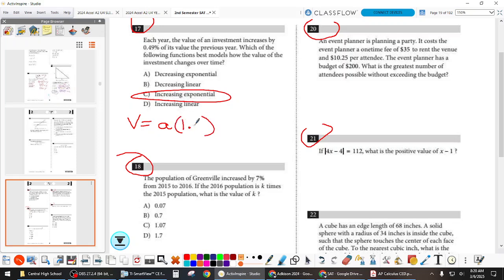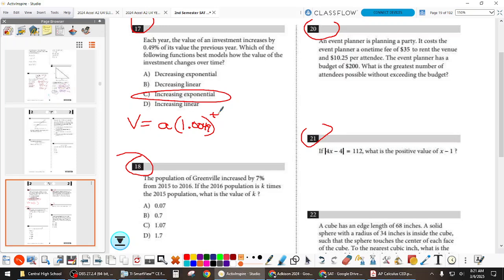This would be 1.49. No, 0.49%, so 1.0049 to the t for time. That's our function rule for that. Does that look linear? No, that's really not. We will get to this stuff after this current unit we're about to start. This is what we will do next.